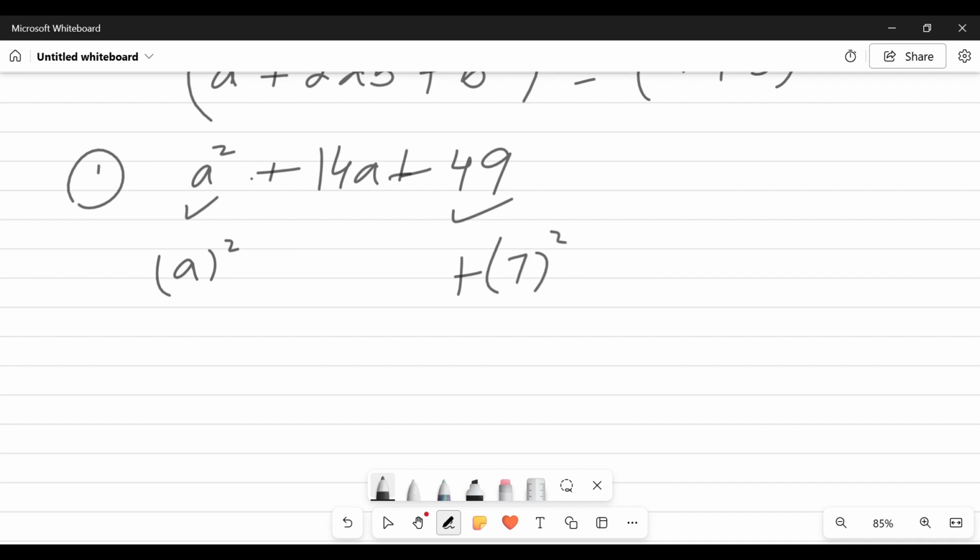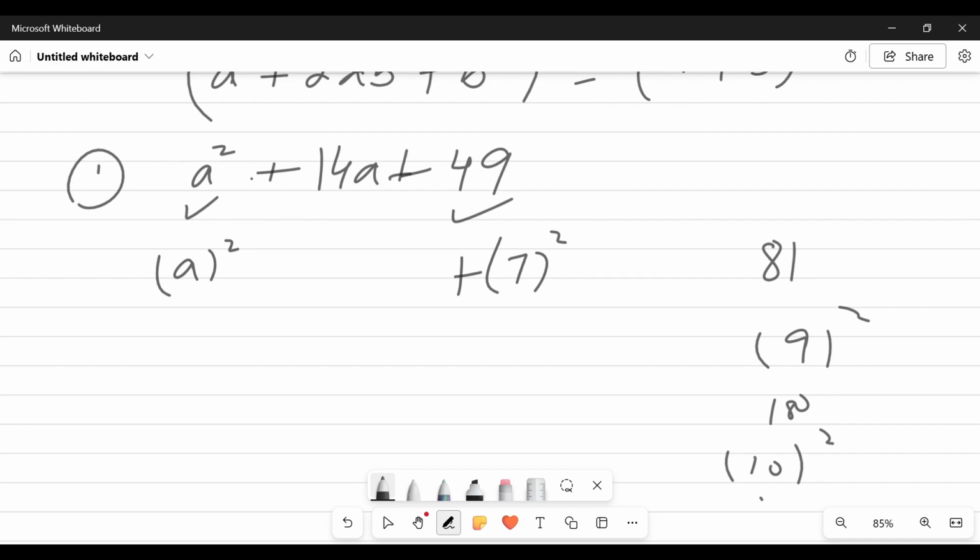If in case instead of 49 it's 64, you will take 8 to the whole square. If it's 4, you will take 2 to the whole square. If it's 81, you will take 9 to the whole square. If it's 100, take 10 to the whole square. So inside the bracket, you need the square root of that number. For this type of question, it is very important to check first that the first and last terms are perfect squares. Then only it will solve with the identities.